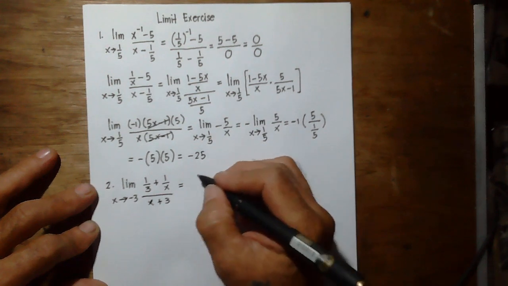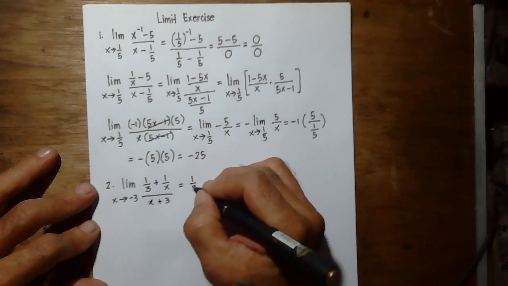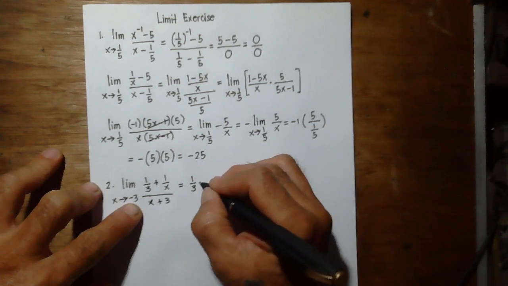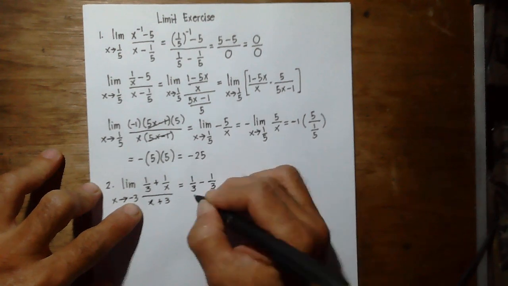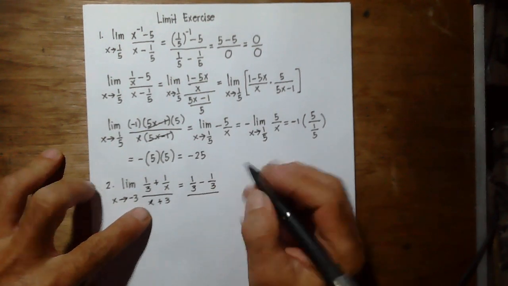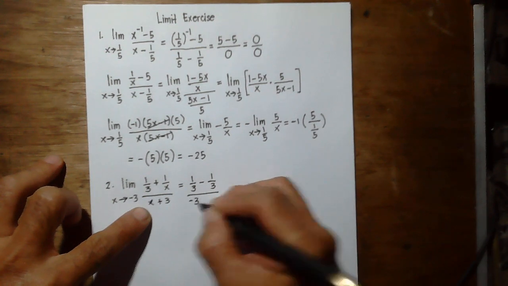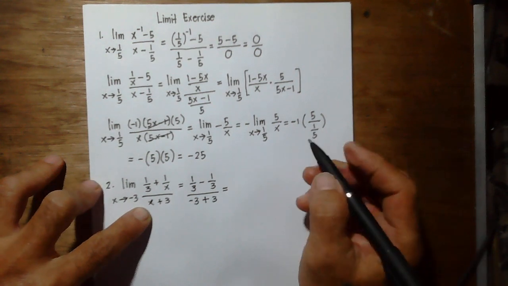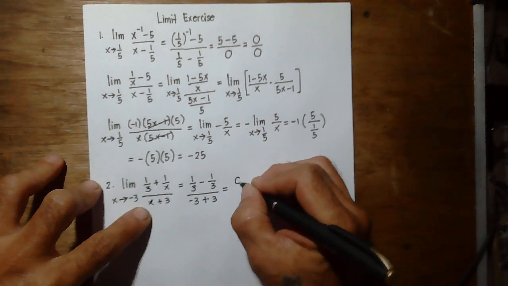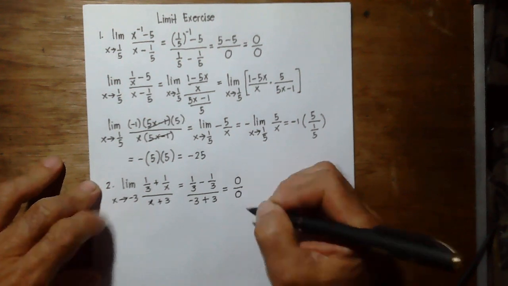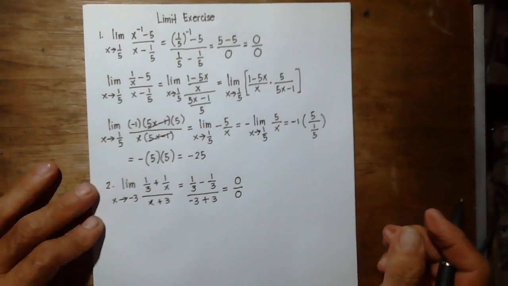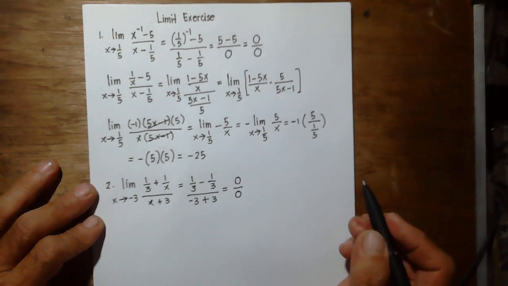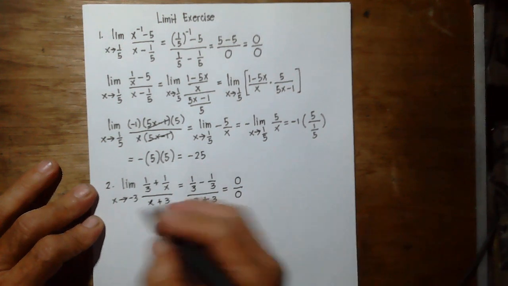By direct substitution, we get 1 over 3. Substituting negative 3 for x, we get a minus of 1 over 3. Then, at the denominator, we have a negative 3 plus 3. Simplifying, we get 0 over 0. Again, this is an indeterminate form. So, again, we are going to rewrite this whole limit function so that it gives us a valid result.